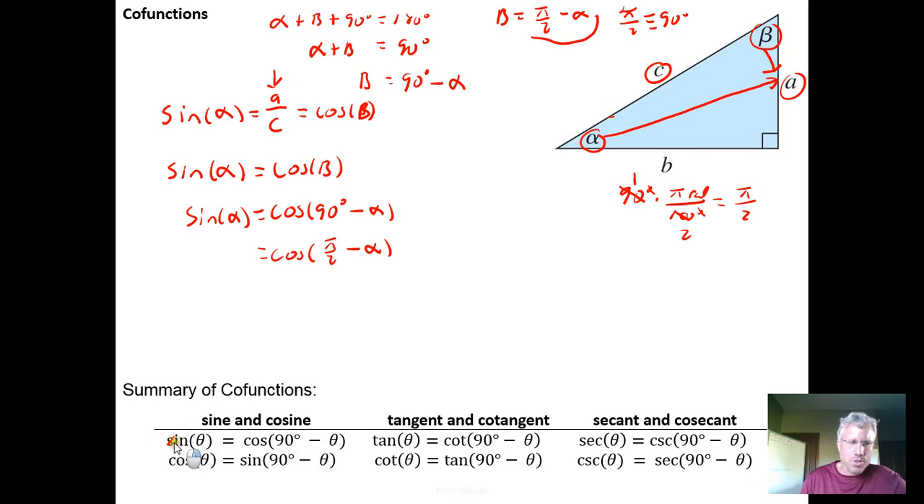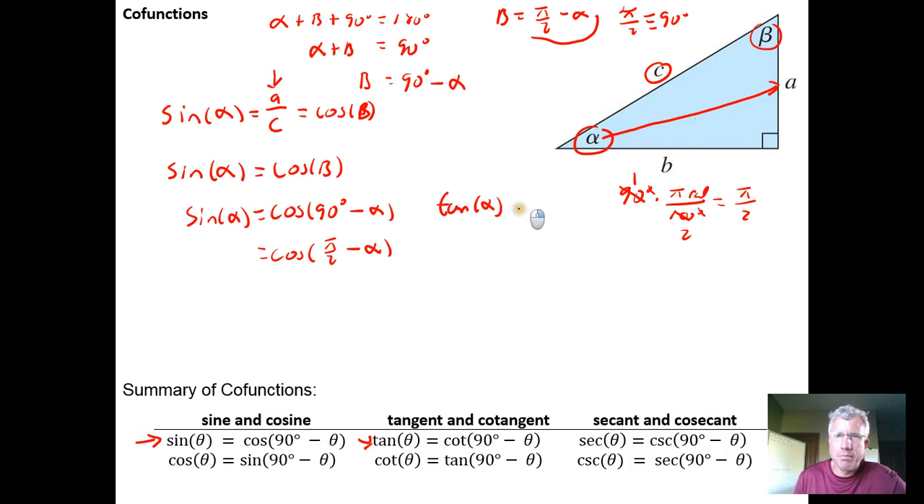So let's do one more. We just justified this one. Let's justify the tangent. So the tangent of theta, well, in this case alpha, let's let alpha play the role of theta. So the tangent of alpha. How is the tangent of alpha defined? It's defined as the ratio of the side that is opposite alpha divided by the side that is adjacent to alpha, so A over B.